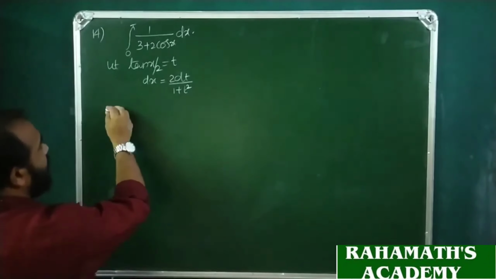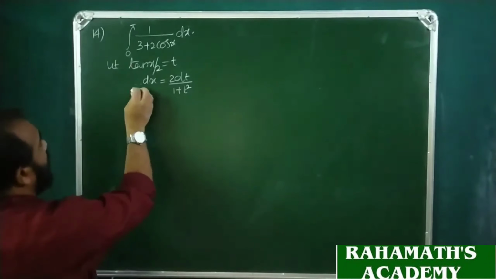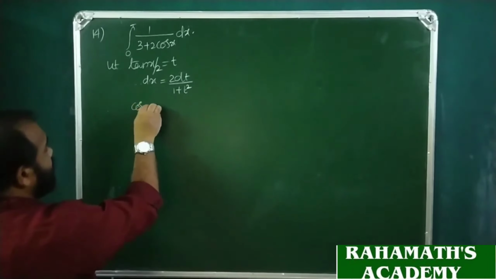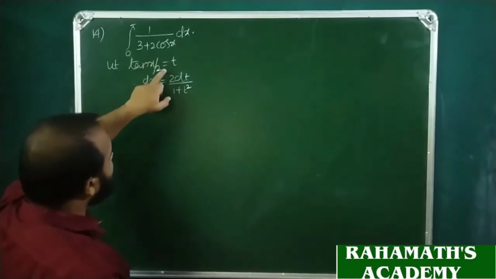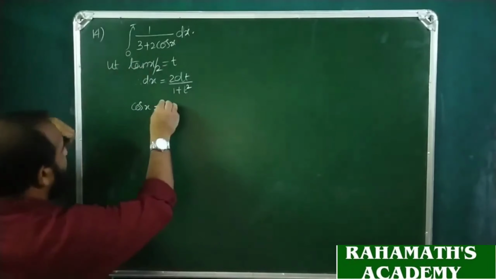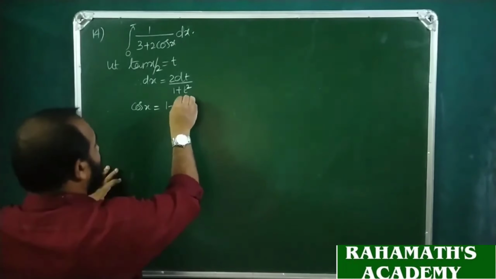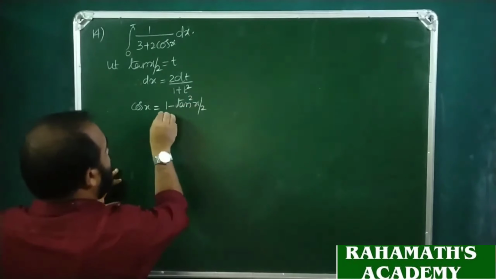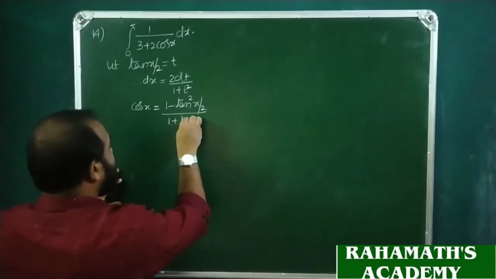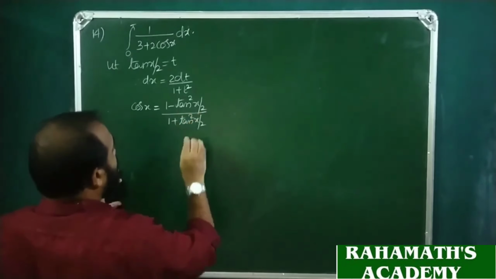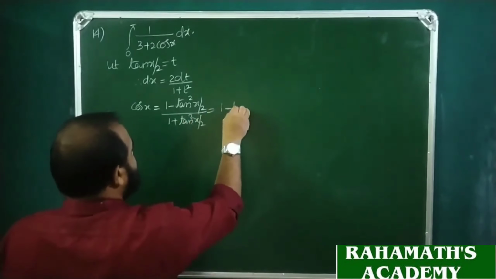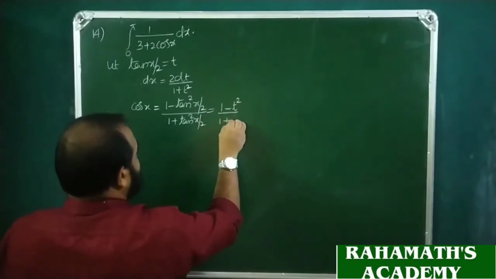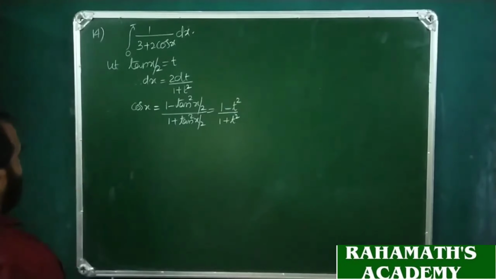So, and changing the limits also. What is cos x? Cos x is in terms of tan. So cos x is (1 minus tan square x by 2) by (1 plus tan square x by 2). This is equal to (1 minus t square) by (1 plus t square).